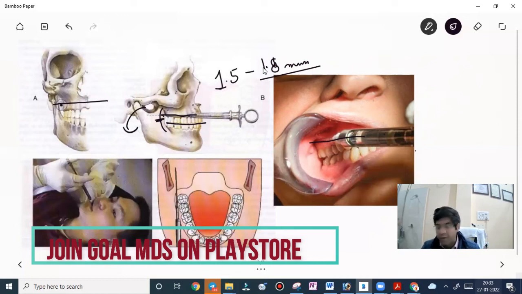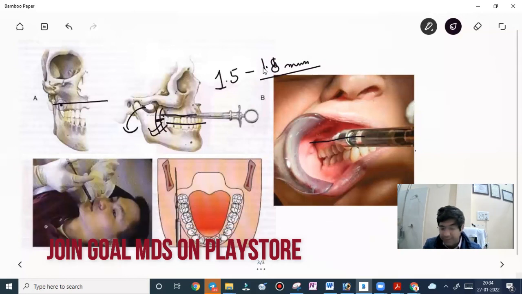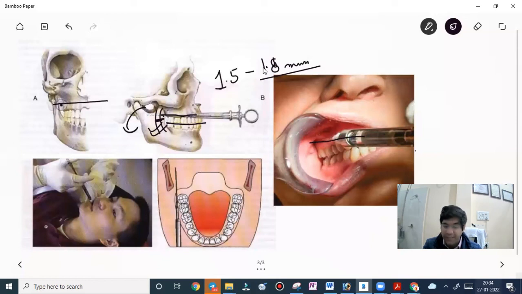So the precaution that you have to take is do not over insert the needle. The failure in the anesthetic technique may occur due to the flaring of the ramus. The complications that could be seen are hematoma, trismus, transient facial nerve palsy. So this was all about this block.